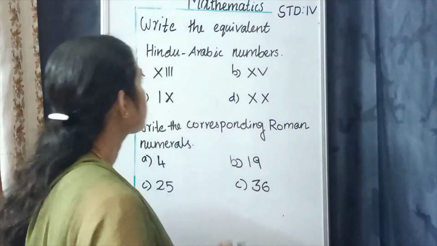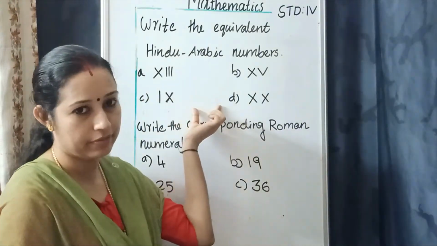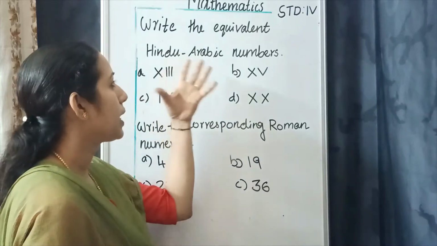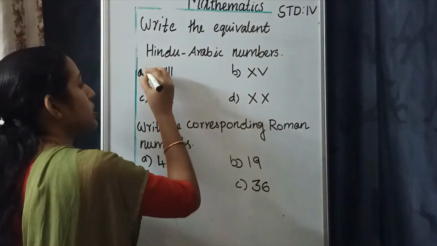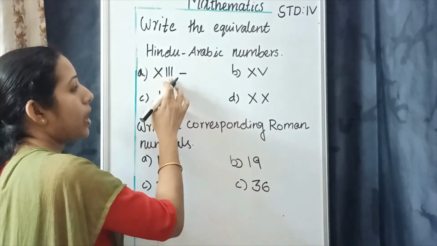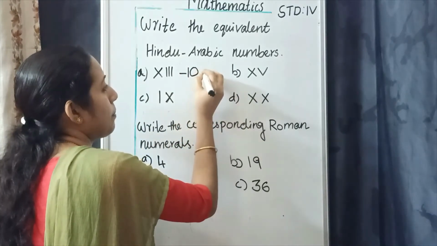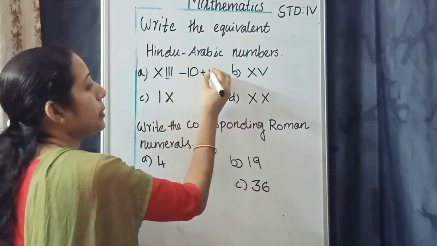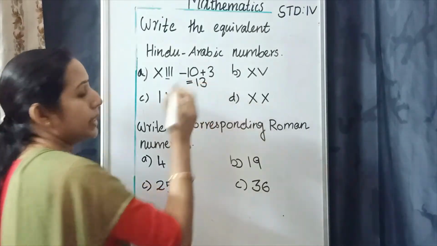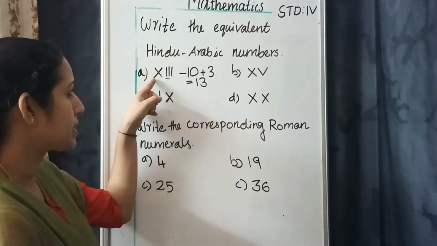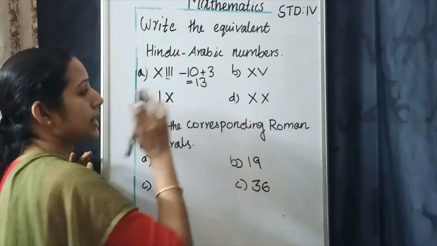These are some questions. Write the equivalent Hindu-Arabic numbers. Some Roman numerals are given here, so we have to write the equivalent Hindu-Arabic numbers for them. The first one, question A, is XIII. We know the value of X is 10, plus the 3 I's mean 3. So 10 plus 3 is 13.